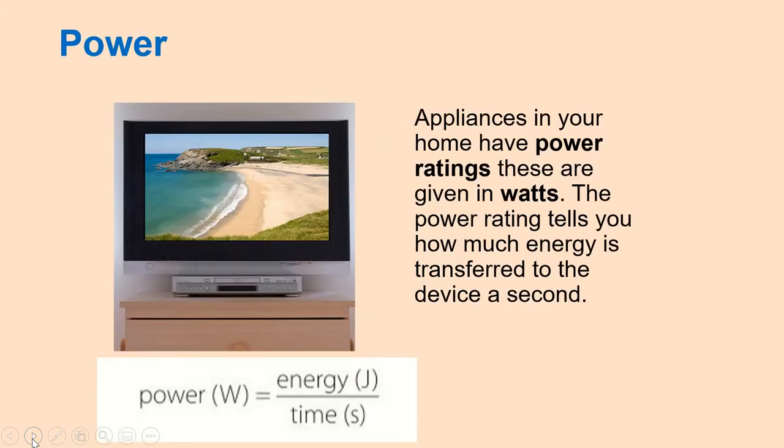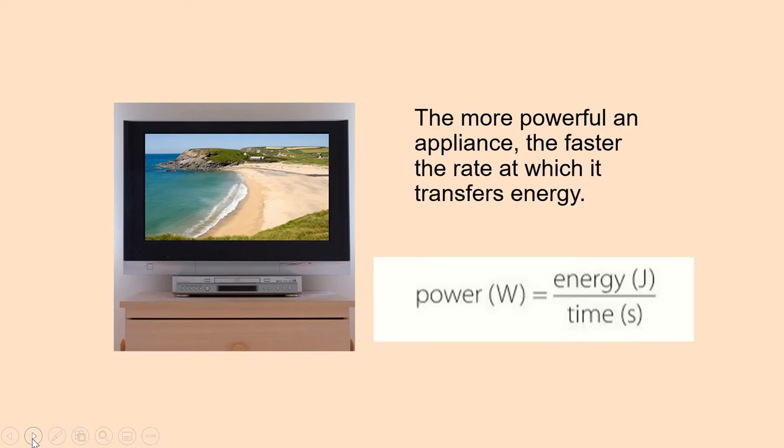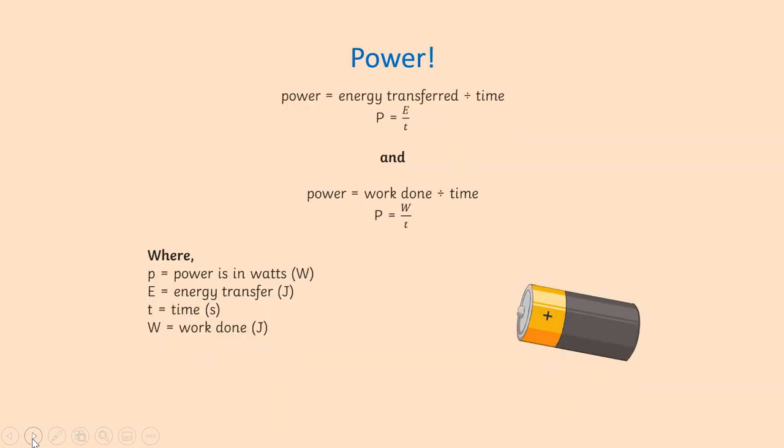So appliances in your home have different power ratings, and these are given in watts. And that power rating tells you how much energy is transferred to that device a second. The more powerful your appliance, the faster the rate at which the energy is transferred.